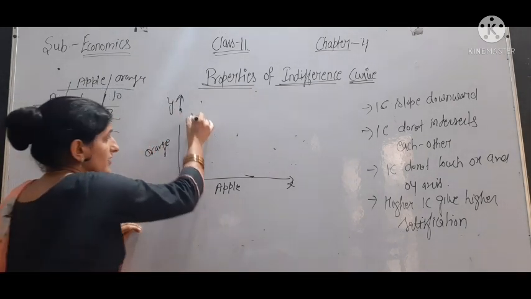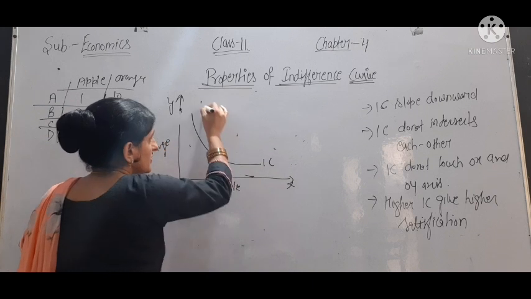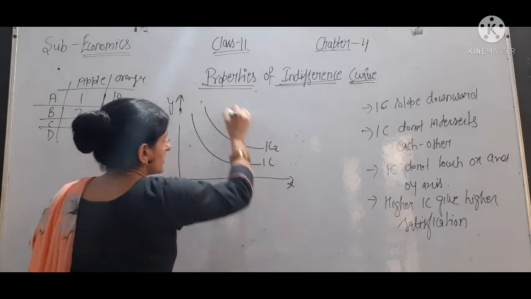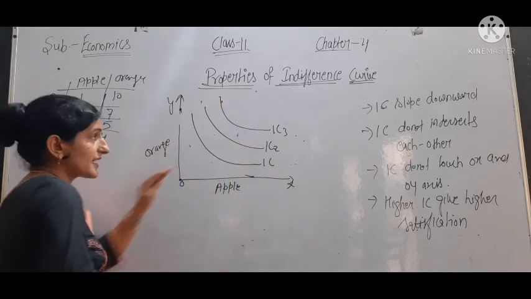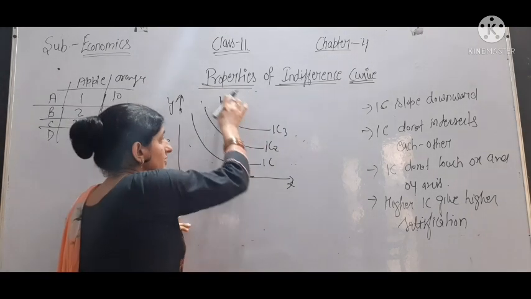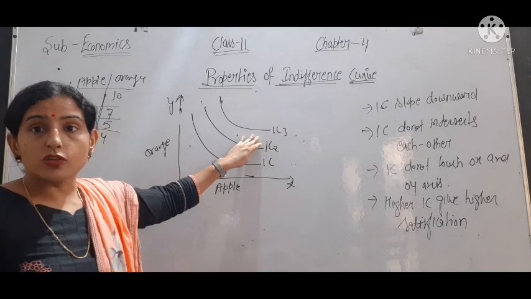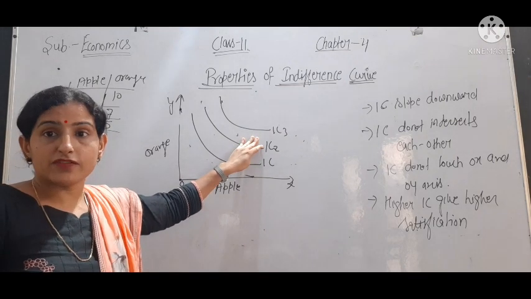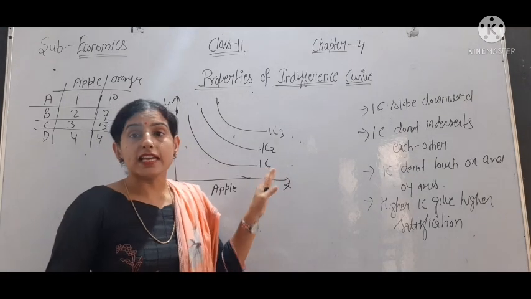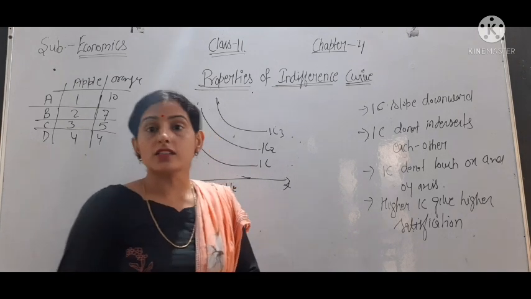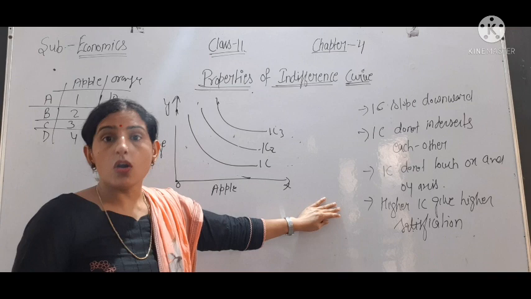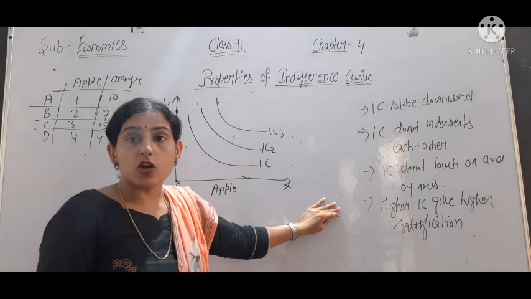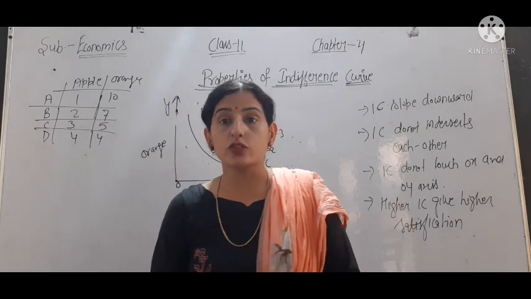Okay, so this is our IC1, this is IC2, this is IC3. So the consumer on IC3 is getting more. Here on this whole IC, consumer is getting same level of satisfaction. And low IC give low satisfaction to the consumer. Okay, so this is also the property of indifference curve. Higher level of indifference curve means higher satisfaction to the consumer.